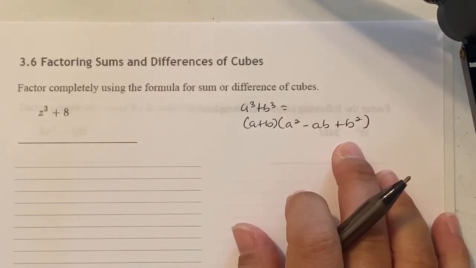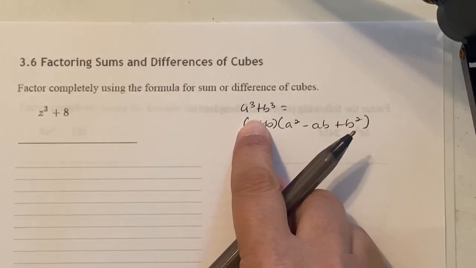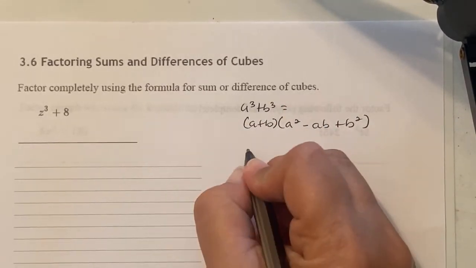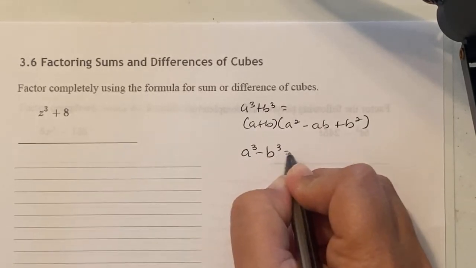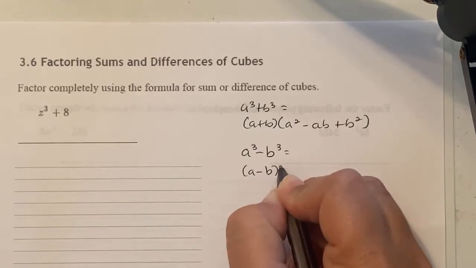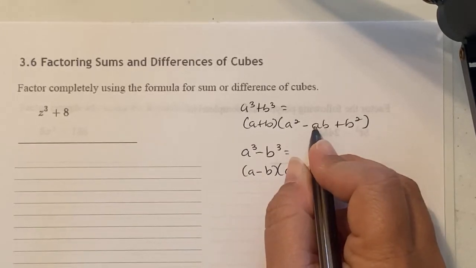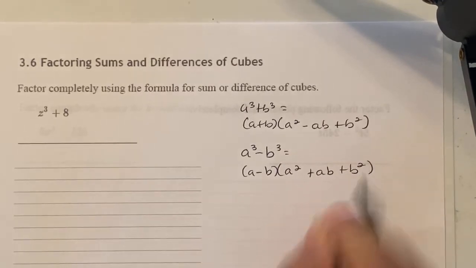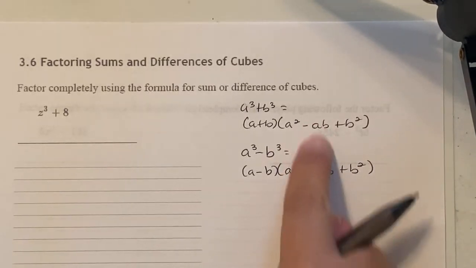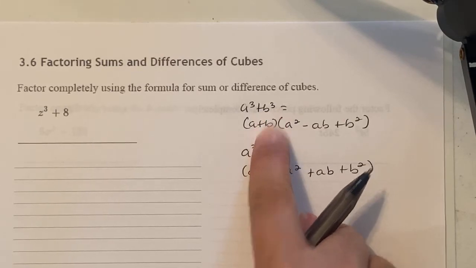These are set formulas. So if it's a sum in the middle, then you're going to follow this one. If it is a minus, which is a difference, it's a cubed minus b cubed, and the pattern becomes a minus b times a squared, now instead of a minus ab, it becomes a plus ab plus b squared. The only difference is the sign in the middle has been swapped between the sum and the difference.